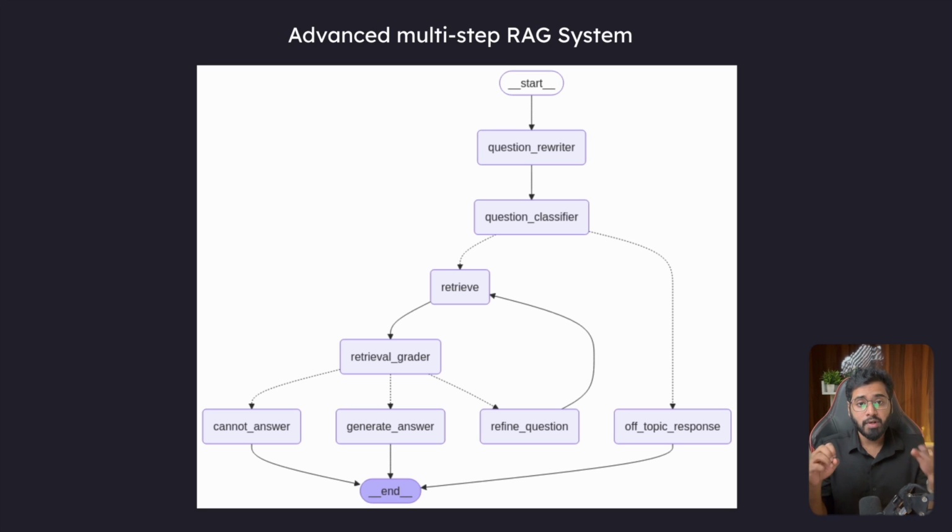There are a couple of different edge cases that might come up. There might be a case where at least one chunk is relevant and the LLM can use it to answer the user's question. In that case, we go to generate answer and then end. But there is another case: what if not even one chunk is relevant to the user's question? In that case, we go to this refine question node, which is going to add more information to the question.